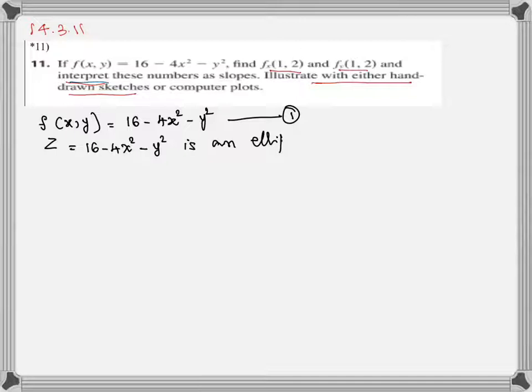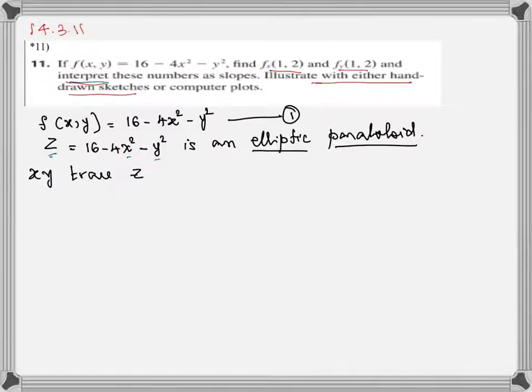This is an elliptic paraboloid because z is linear and we have squares in x and y. So it is a paraboloid. It's elliptic because if you plug in z equal to 0, you're going to get an ellipse on the xy plane. So it is an elliptic paraboloid opening downward.